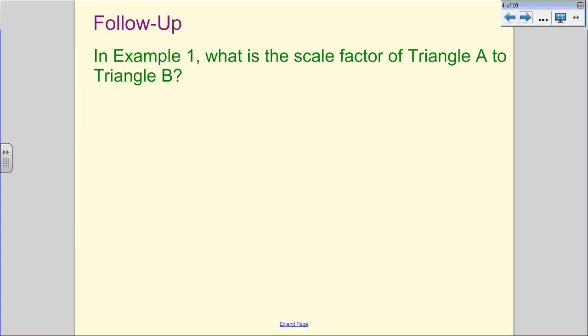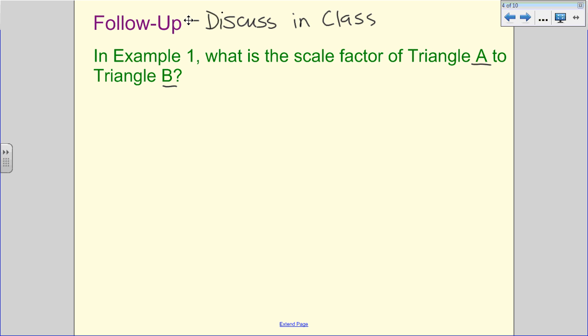All right, let's take a look at our follow-up. In example 1, what is the scale factor of triangle A to triangle B? We will discuss in class and see if we can figure that out. But I want you guys to write down what you think the scale factor from this previous example is if we're going from A this time to B.